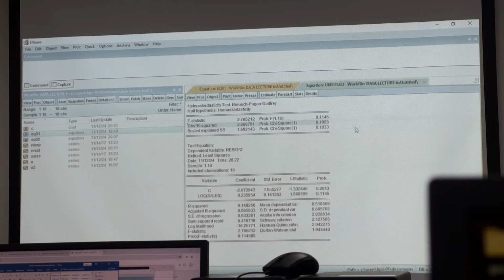But you can also perform the other tests as well. Let's say we perform the test using the Park test. Now it improves: the use of a different functional form allows us to improve the model so that it now passes the Park test.